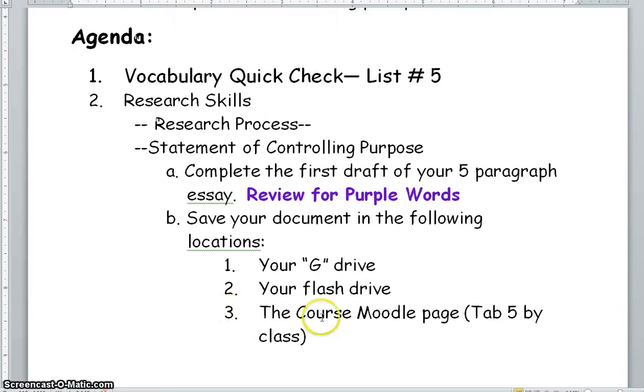Number 3, the course Moodle page. This should be tab 5 by the class. So you should be good to go when you are asked to update and edit your work because you have saved it in a number of places. If you happen to save it into your C drive at home, that's fine as well. But we need to make sure that you're able to access your information here, meaning through the G drive, your flash drive, and the course Moodle page.